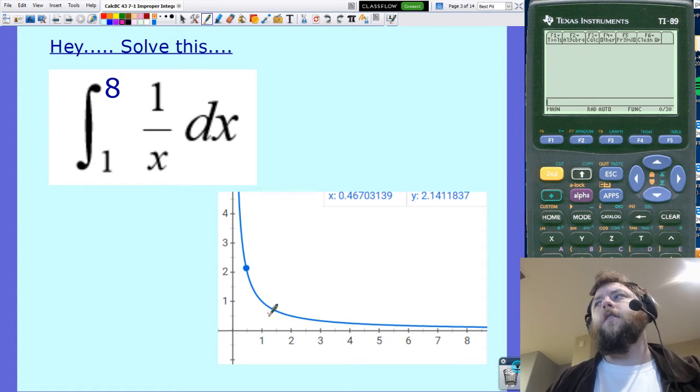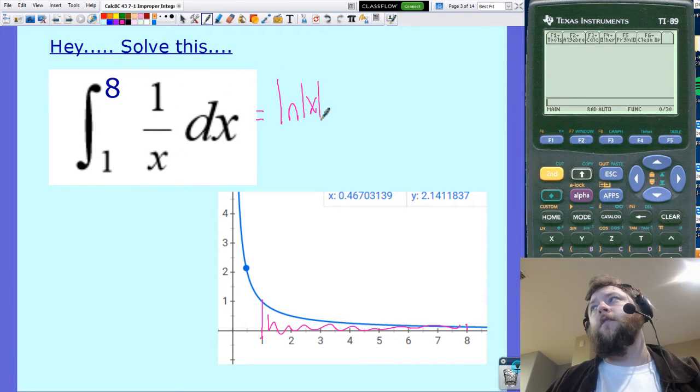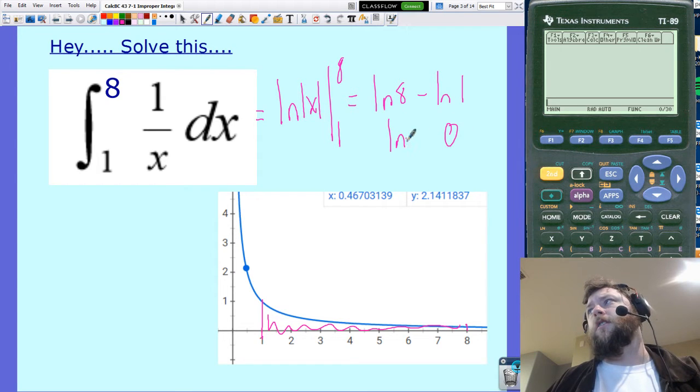Well, that's the area under the curve between 1 and 8. So it'd be all this shaded area right here. If I were to solve this integral, the antiderivative of 1 over x is ln of the absolute value of x. You go from 1 to 8. So it's ln of 8 minus ln of 1. And ln of 1 is 0, so it's just ln of 8 minus 0, so it's just ln of 8. Cool. So that's how you'd solve that.